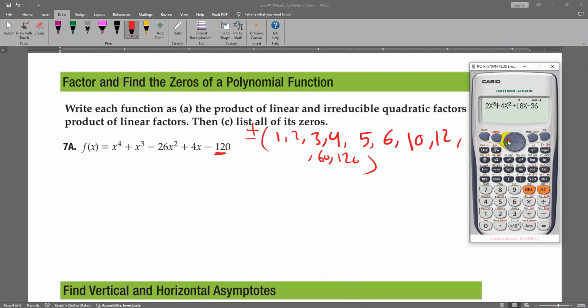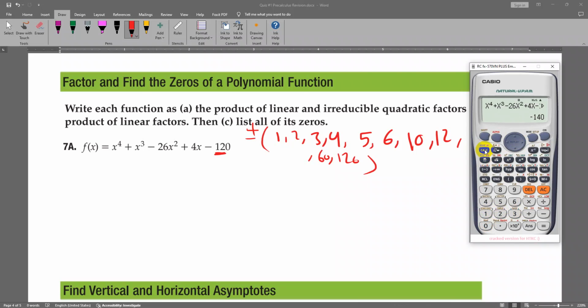Let's do it. This one, let's make it x power 4, and this coefficient, let's make it 1, plus x power 3, minus 26x power 2, plus 4x, minus 120. Okay, let's start our calculation.